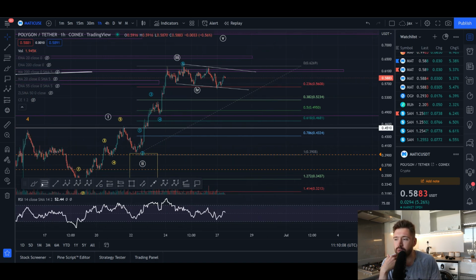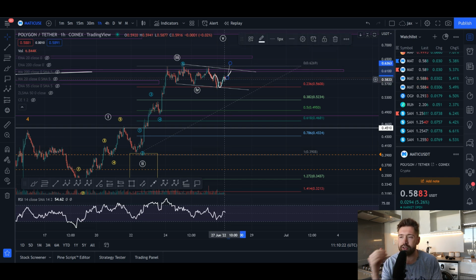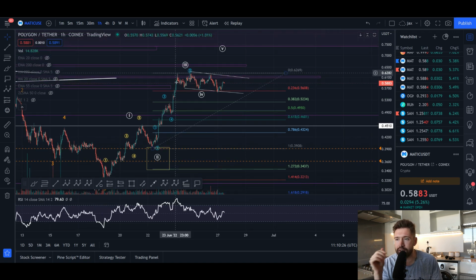Now we may put in a small inverse head and shoulders. Here's your left shoulder. We came down, we made the head, so we may make a right shoulder. And then if we do break out, that could break you out of this bull flag pattern, which could take Matic up to about 63 cents. So we'll see what happens here. We have put in the minimum requirement for a wave 4 pullback. So if we do start to break out, we had that wave 5 target.